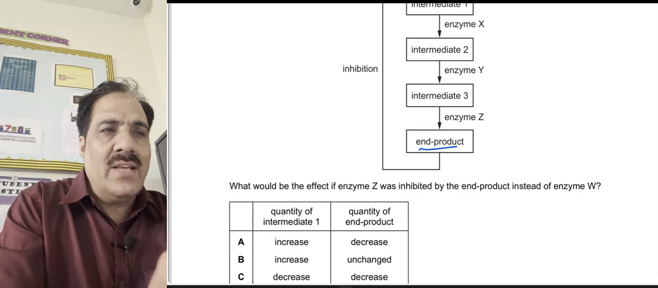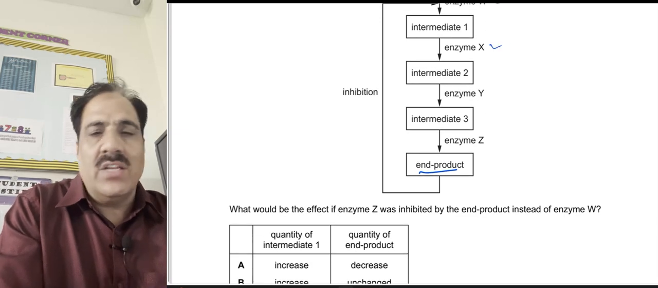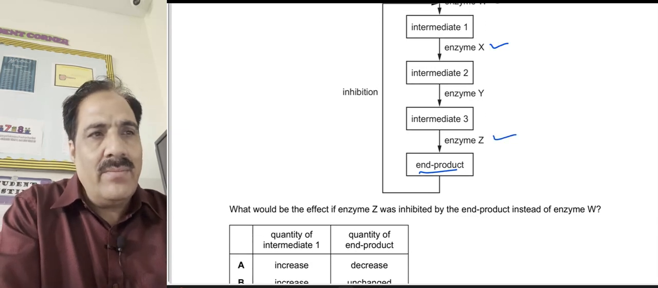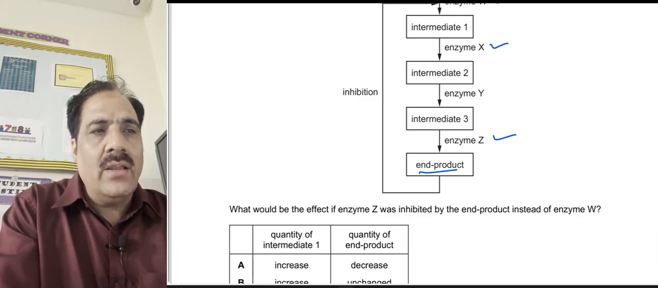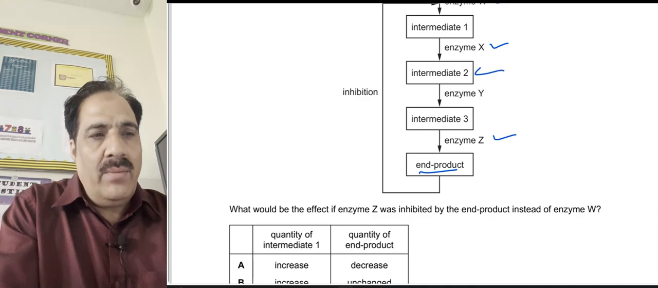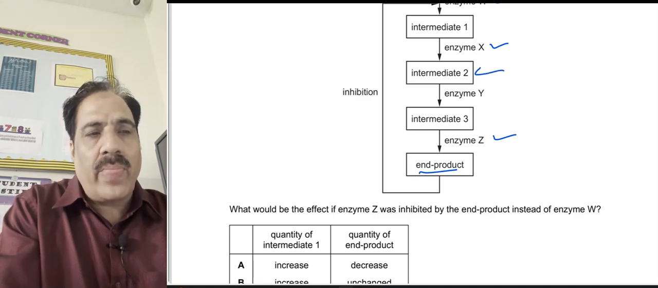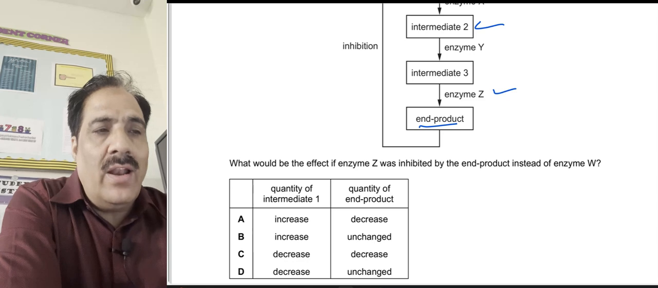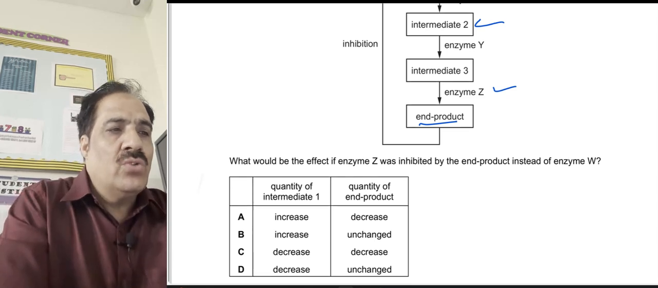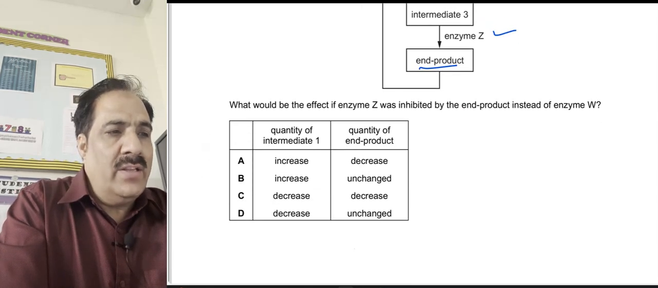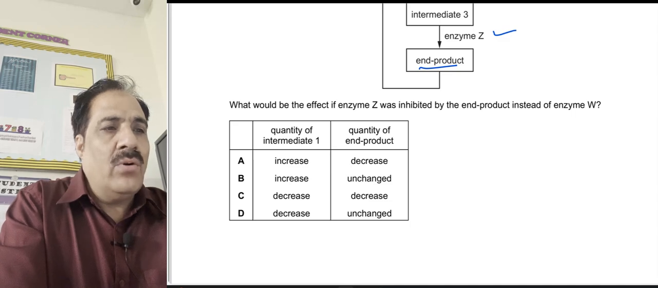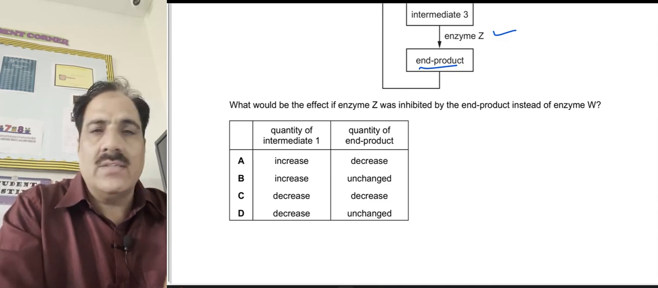Now, instead of enzyme X, if they say enzyme Z was inhibited, that means now enzyme X will not have the inhibition. So we will see that the intermediate 2 will increase. And because now it is inhibiting enzyme Z, less of the end product will be produced. So the quantity of intermediate A will increase, but the quantity of end product will decrease, so A is the correct option.